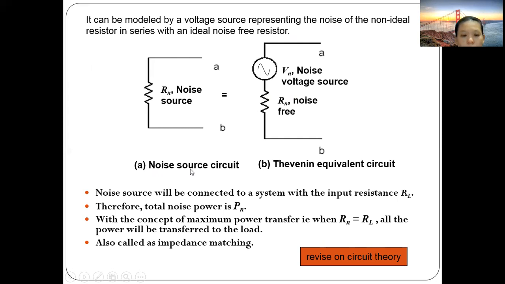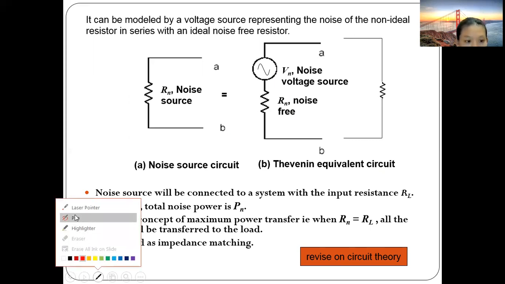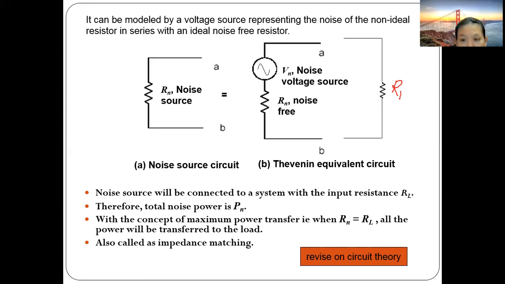So first, we will have the figure. The first one is the noise source circuit A. So we have Rn, our noise source. It's an ideal noise resistor. And it will be equal to a Thevenin equivalent circuit. So we have Vn, our noise voltage source, and our Rn, which is noise free. Okay, so this A and B will connect to a load, RL, the resistance of the load.